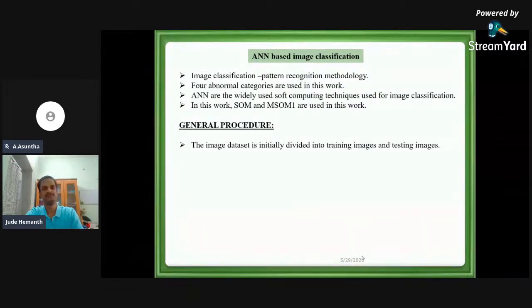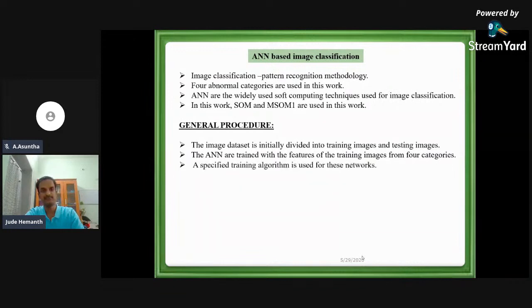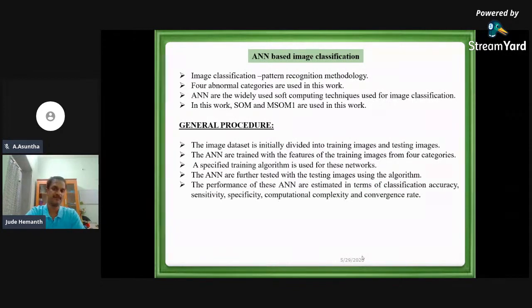First, the image data set is divided into training images and testing images. The ANN is trained with the features of the training images from all 4 categories. A specified training algorithm is used for these networks. And we go for testing. That's what I'm going to tell you today. We go for testing to check the actual result of the artificial neural network. And these results are analyzed in terms of classification accuracy, sensitivity, specificity, complexity, and convergence.